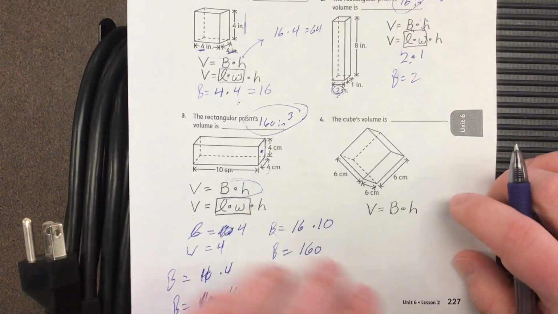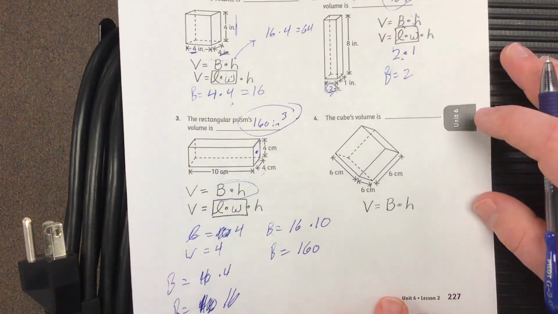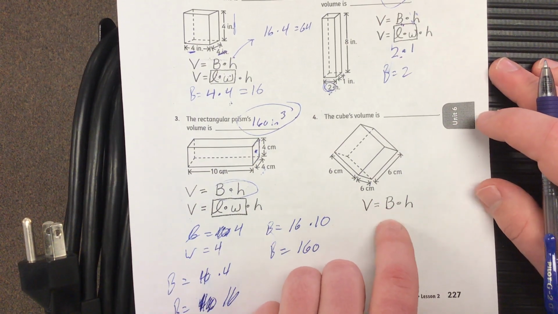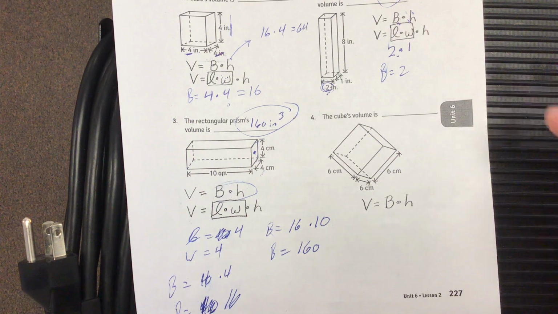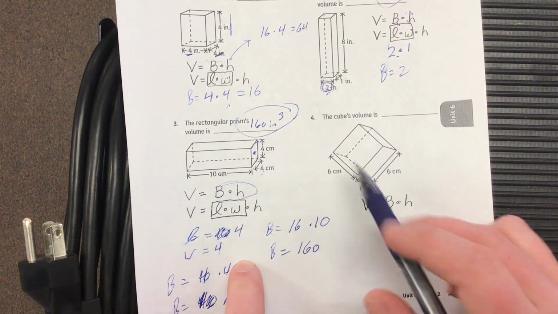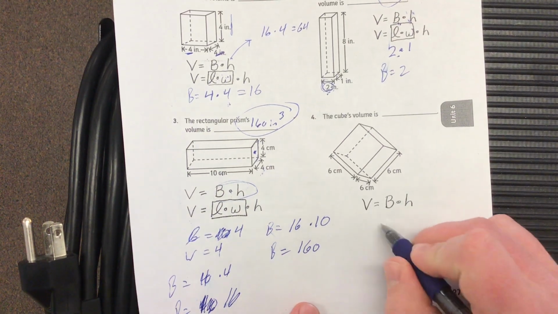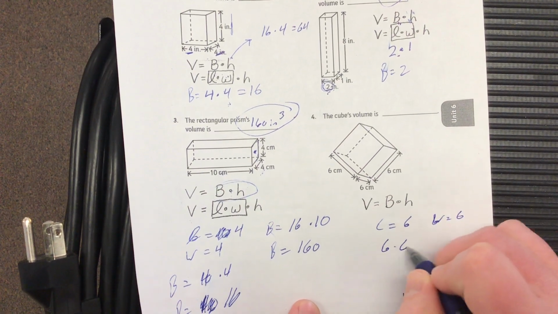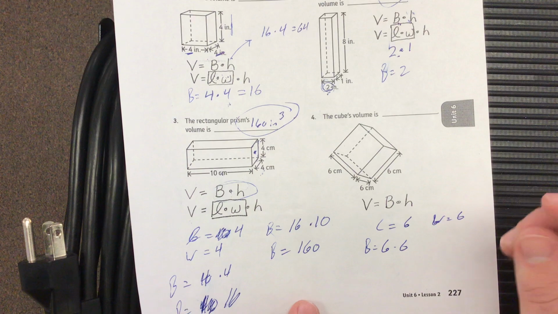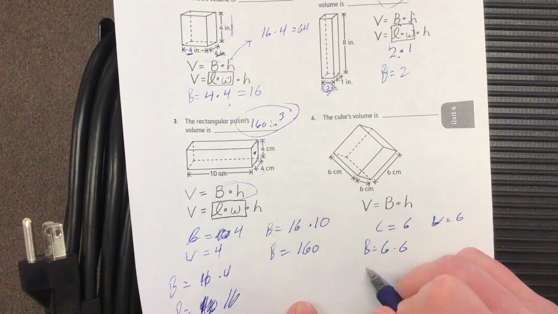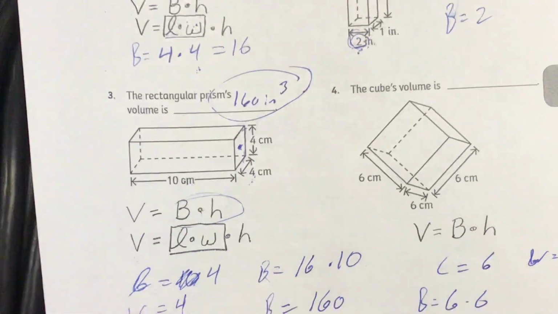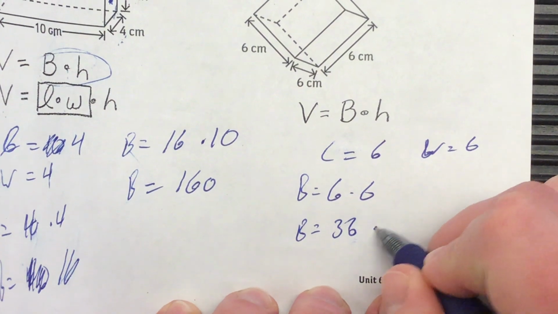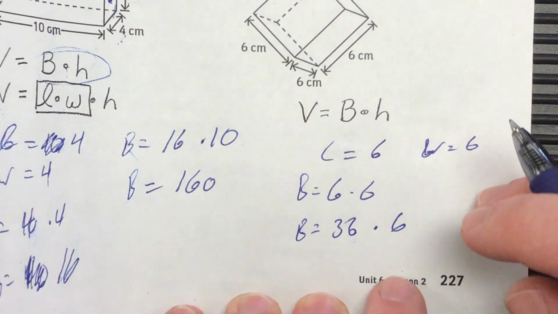All right, volume is what, Landon? How do we find volume? Base times height. And how do we find the area of our base? It's our length times our width. What's our length and our width here? 6 centimeters and 6 centimeters. So 6 times 6 will tell us our base. 6 times 6 is 36. And then what's our height? 6. So 36 times 6 will tell us our volume.